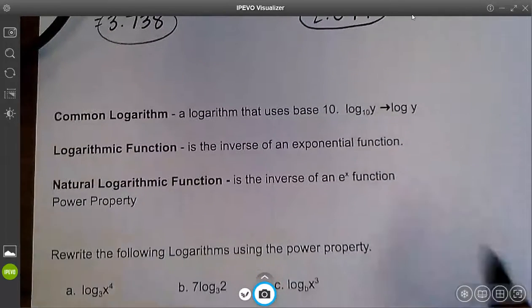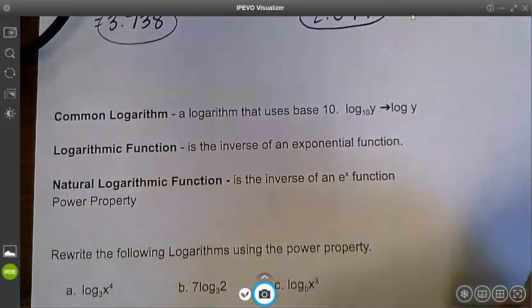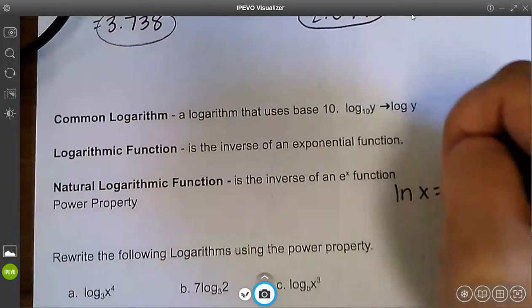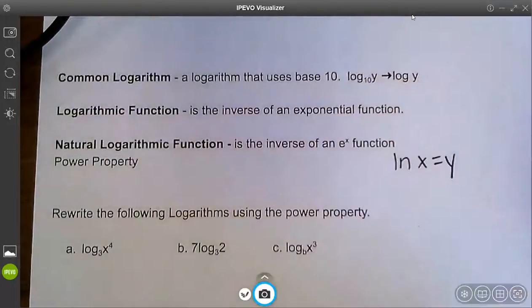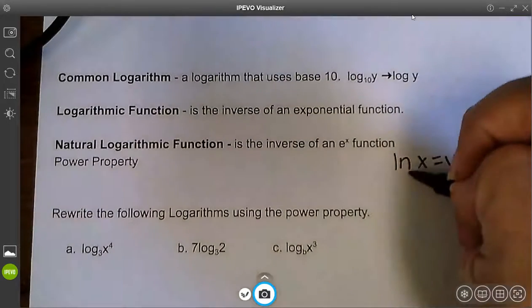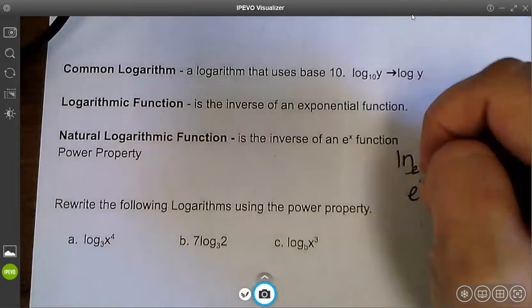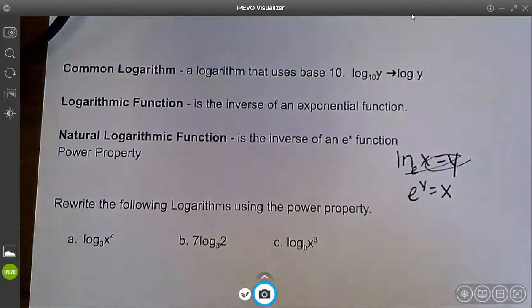So if it's a natural log, then the base is an understood e. So if we had something like natural log of x equals y and it wanted us to convert that to exponential form, we would write in our base of e and then convert it that way, e to the y equals x. Okay.